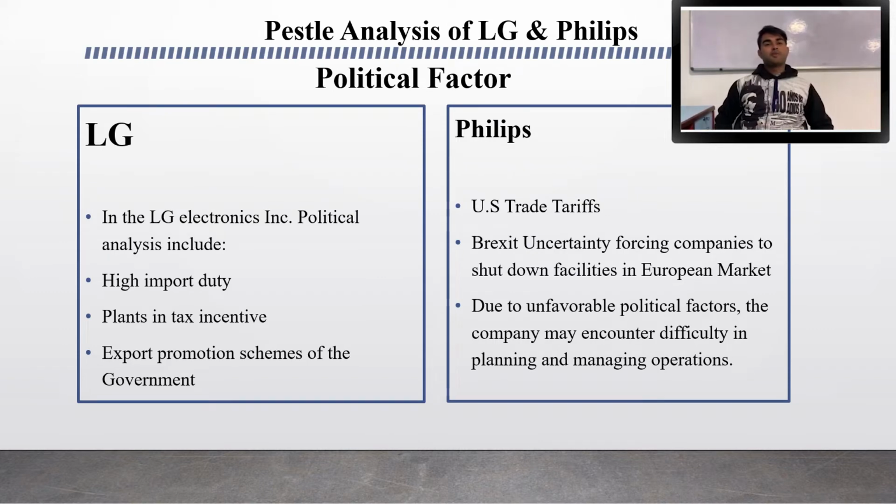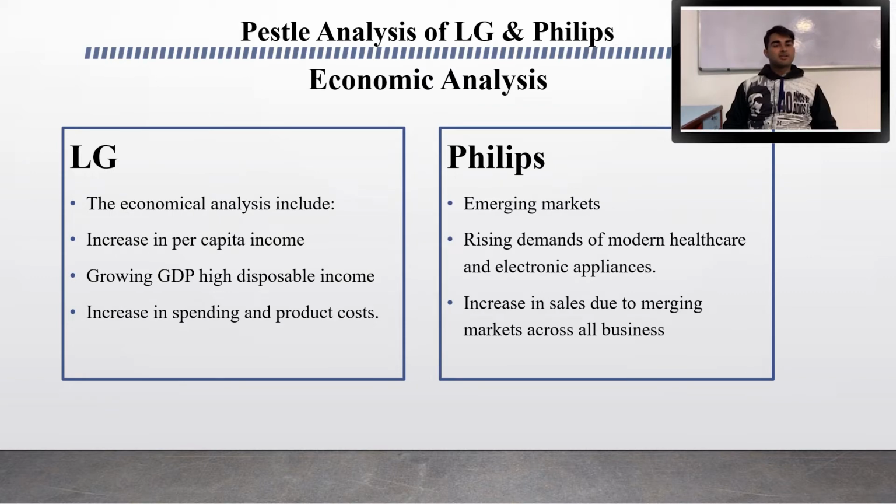So now talking about PEST analysis of LG and Philips. The political factors of LG are high import duty, and the political factors of Philips are due to unfavorable political conditions. The company may encounter difficulty in planning and managing operations. The next point is export promotion schemes of the government, and in Philips, US trade tariffs. The economic analysis of LG and Philips: in LG, increase in spending and product costs, and in Philips, increase in sales due to merging across all businesses.